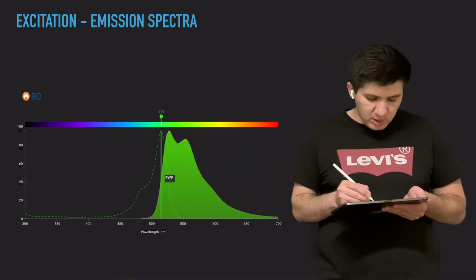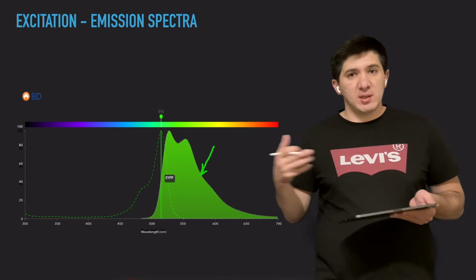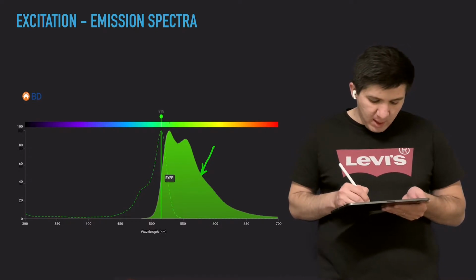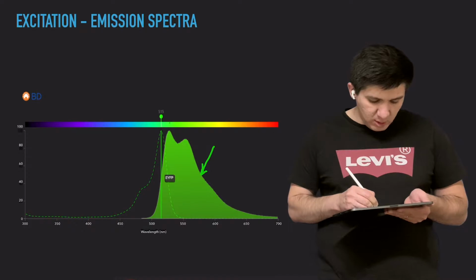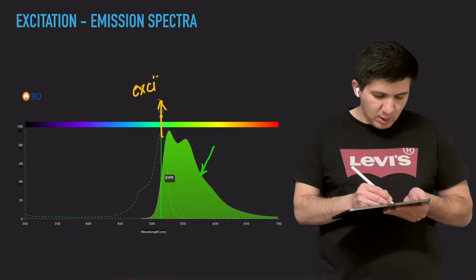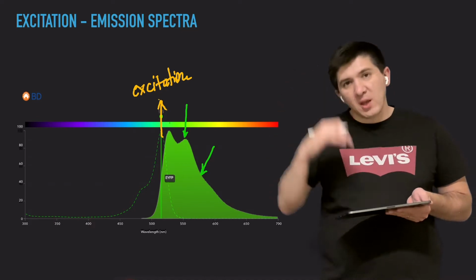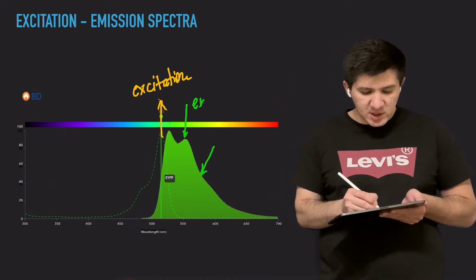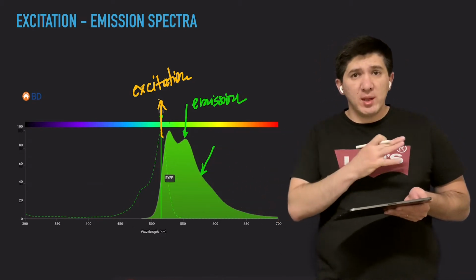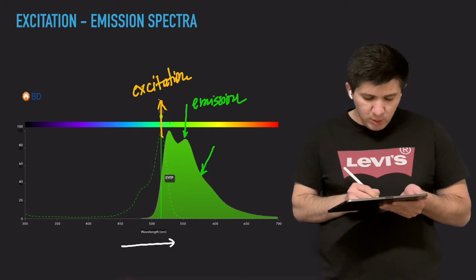Here, this curve means at which wavelengths the light is going to be emitted. You see there is a difference between the emission spectrum and the excitation spectrum. This dashed line is called the excitation spectrum, and the green line is called the emission spectrum. And you see that there is a shift between the excitation spectrum and the emission spectrum. The shift is called the Stokes shift.